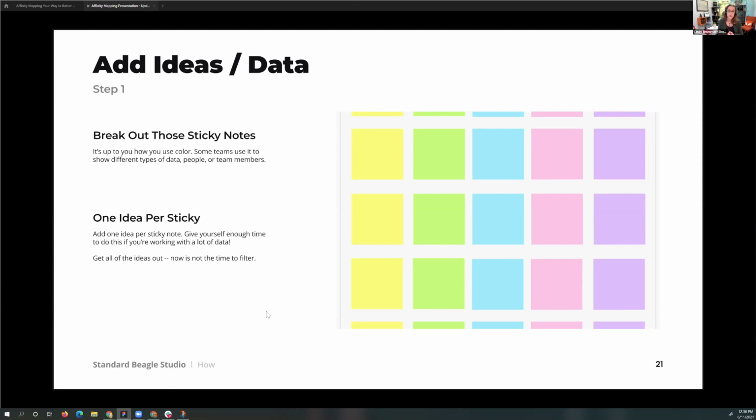The rule here, though, is that it has to be one idea per sticky note. You don't want them to add all of their ideas onto one sticky note. You want to make sure that they're only putting the one. That way, when you need to start converging and figuring out which idea you're going to go with, you're not having to rip sticky notes in half.